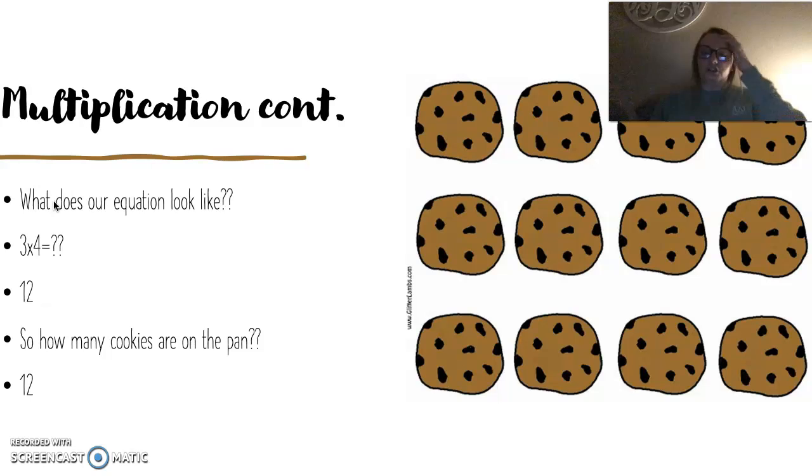So what would our equation look like? First I would have the students collaborate and talk about what they think the equation would look like based on the 3 rows of cookies and then having 4 in each row. Then after we came back together, after some discussion, we would talk about how the equation could be 3 times 4 or even 4 times 3. And then we would talk about the answer and how we got 12, and then making that connection. So if 4 times 3 is 12, how many cookies are on the pan? That is still 12.